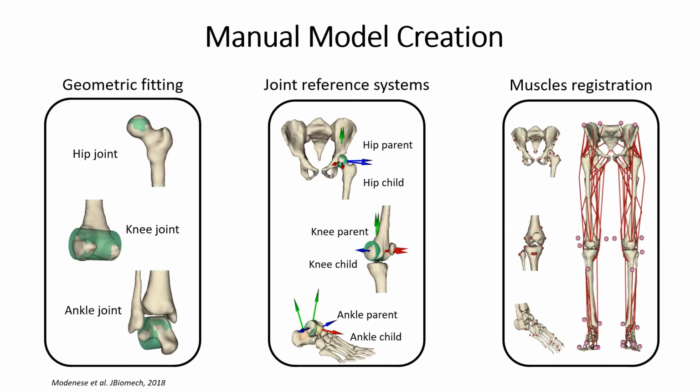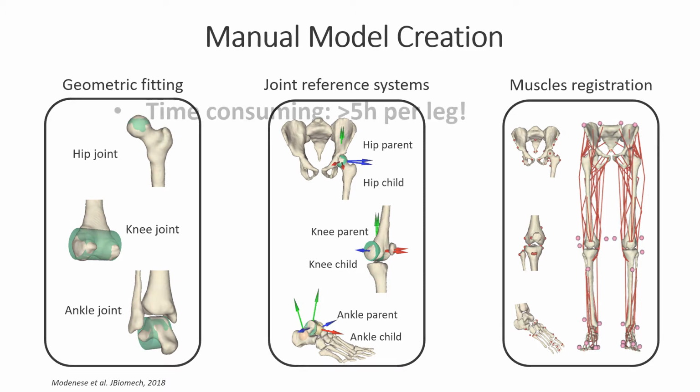In a recent paper with collaborators from Sheffield University, we proposed a codified approach for the generation of musculoskeletal models that was shared with the modeling community as a step-by-step guide, including the procedure for geometric fitting of articular surfaces, joint reference system definition, and muscle atlas registration. This method, however, has strong limitations if we envision a use of musculoskeletal models in standard clinical application.